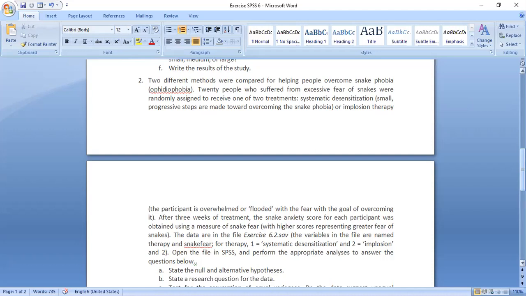So, after 3 weeks of treatment, the snake anxiety score for each participant was obtained using a measure of snake fear, with high scores representing greater fear of snakes. The data are in file exercise 6.2.sav. The variables in the file are named therapy and snake fear. For therapy, 1 is systematic desensitization and 2 implosion. So we have to open the SPSS file and then start looking at the data.